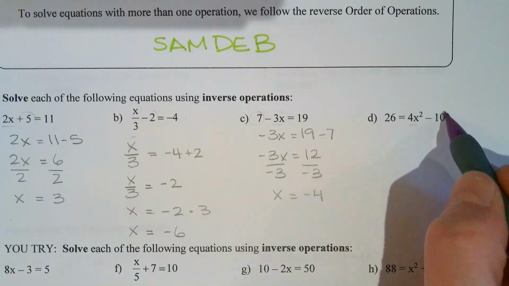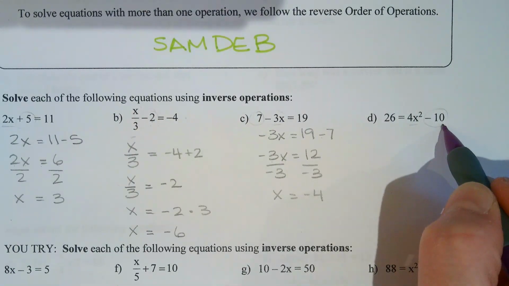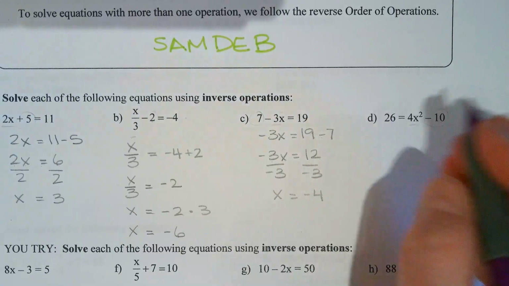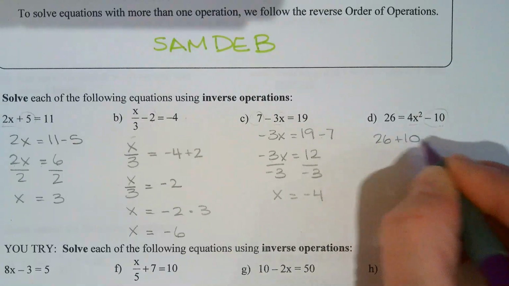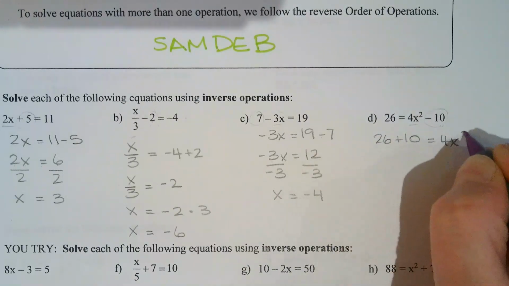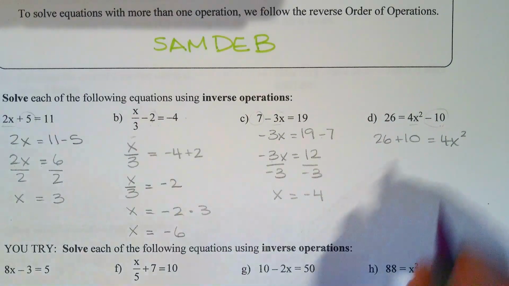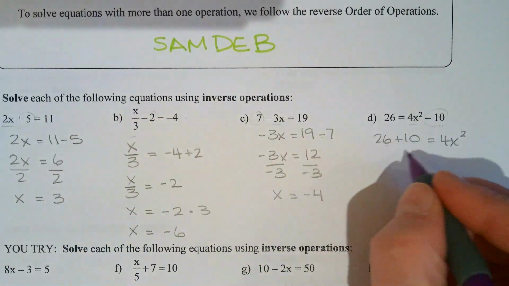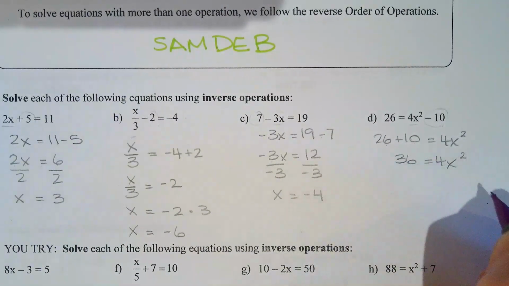Okay, so I have 4x squared, so I need to get rid of this minus 10. I'm going to do the opposite. The opposite means I'm going to add 10. So if I add 10 on this side, it becomes 0. So I need to figure out what happens on the other side, which means 4x squared is left. 26 plus 10 is 36 is equal to 4x squared.